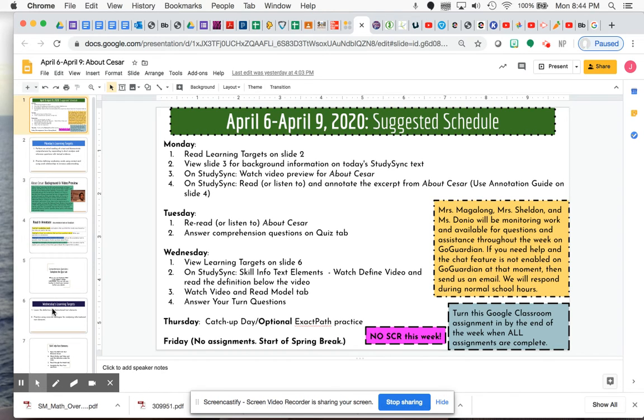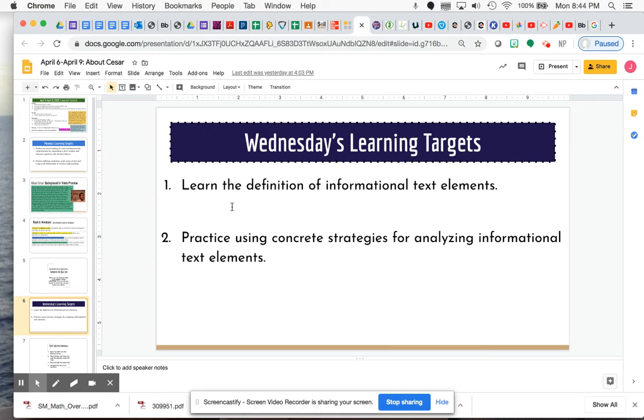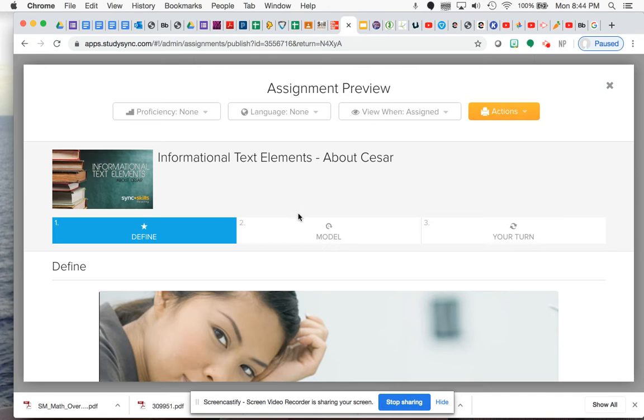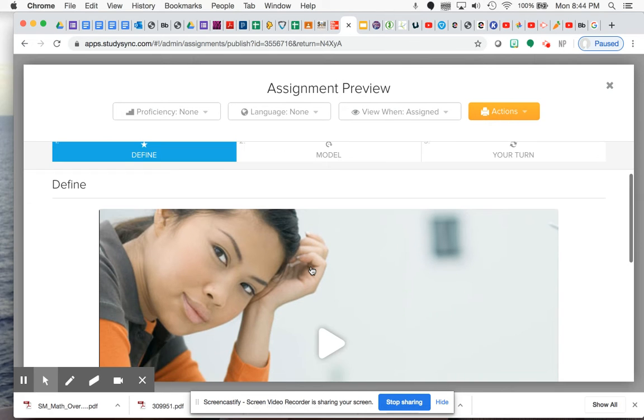So on slide 6 for today's learning targets, we're going to learn the definition of informational text elements and practice using concrete strategies for analyzing informational text elements. And on slide 7, again, it gives you the same directions. So when you open up the assignment, like I mentioned, I would like for you all to do this on your own time. Maybe either you can pause this video and watch it yourself on StudySync, or you can view it afterward.